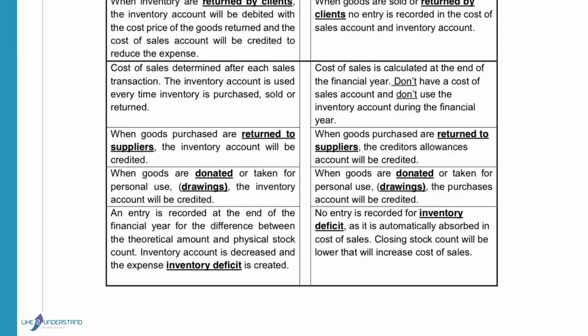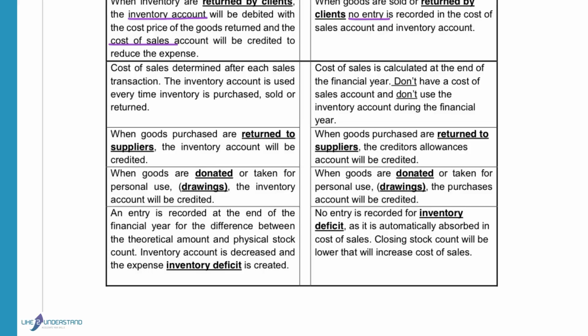When inventory is returned by clients, the inventory account will be debited because the inventory increases with the cost price of the goods that was returned, and the cost of sales account will be credited to reduce the expense for cost of sales. When goods are sold or returned by clients, no entry will be recorded in the cost of sales or inventory account when the periodic system is used. Cost of sales is determined after each transaction.